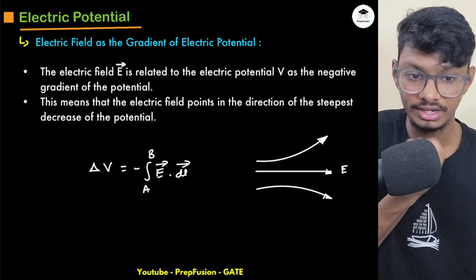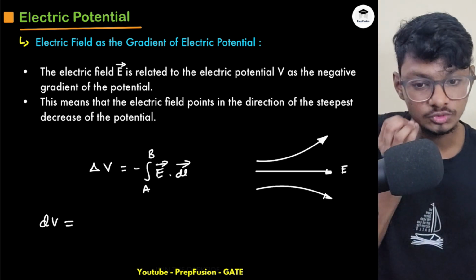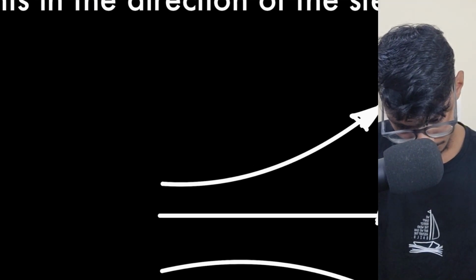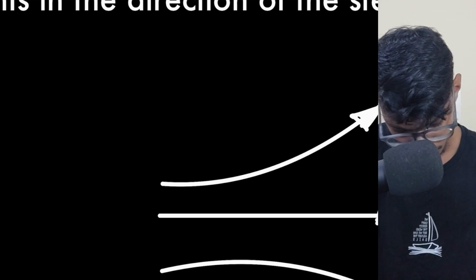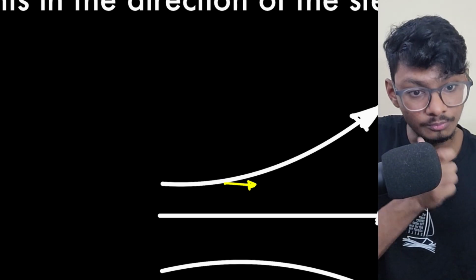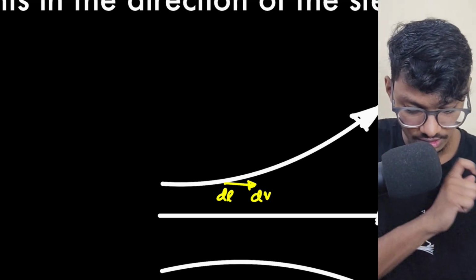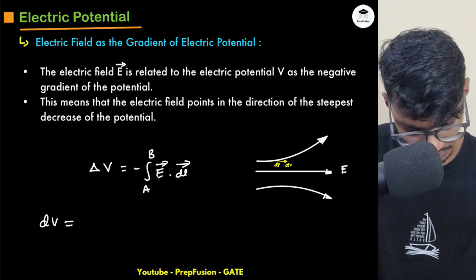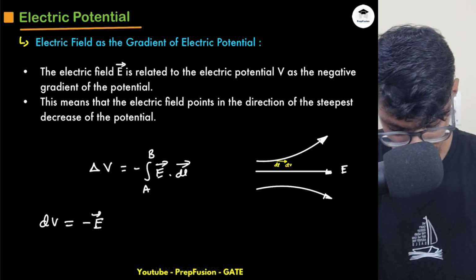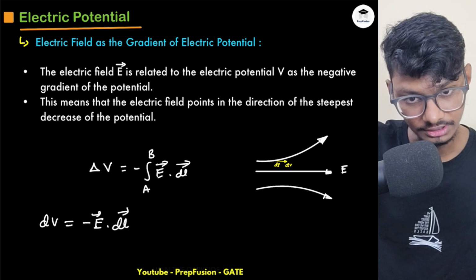So from this, what can I say? I can say that dV is the small change in voltage, right? If I just move this much, let's say very small quantity, if I just move here in this dl direction, what will be the potential change? It will be dV, right? And what will dV be equal to? That dV will be minus E dot dl, because I will apply the force in the opposite direction. This I have derived at the starting of electric potential, right?